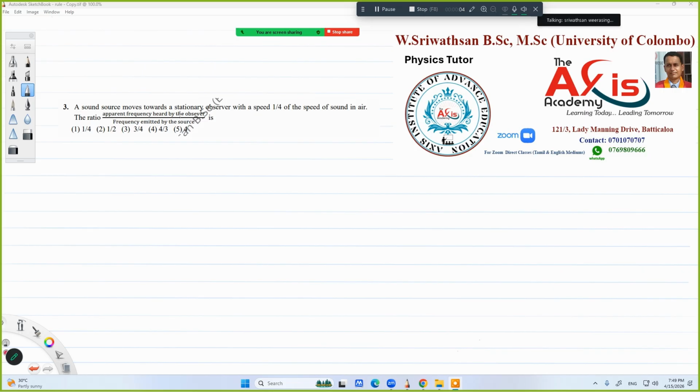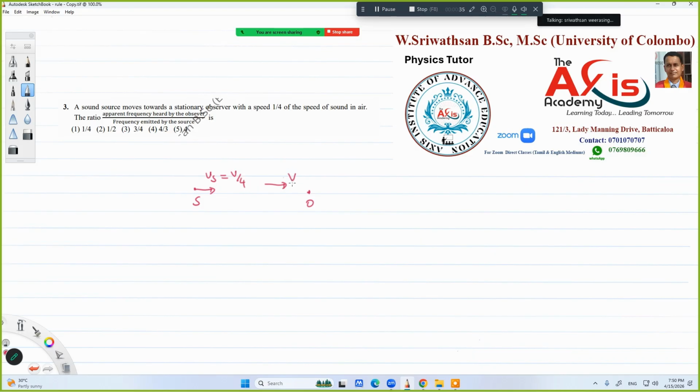A sound source moves towards a stationary observer with a speed 1/4 of the speed of sound in air. The ratio of apparent frequency heard by the observer over the frequency emitted by the source. That means this is a source, this is an observer, right? The sound source moves towards the stationary observer, with the velocity 1/4 of the velocity of sound in air. Assume that the velocity of sound in air is v.